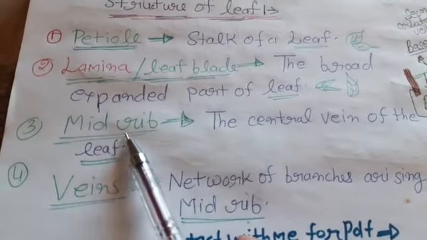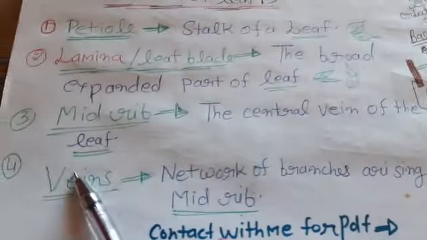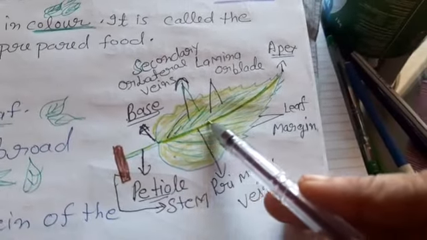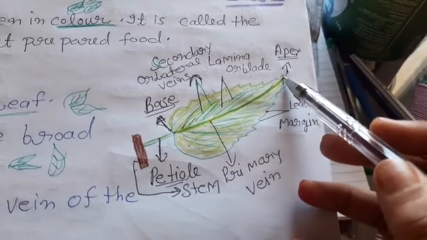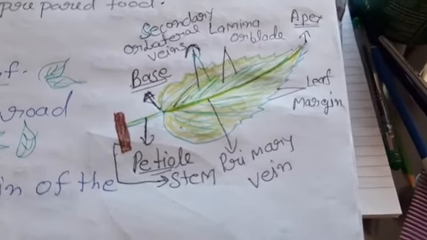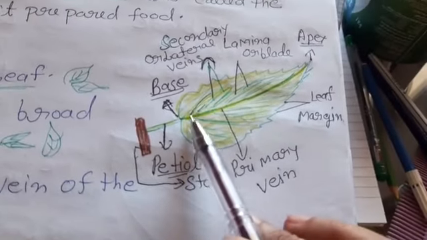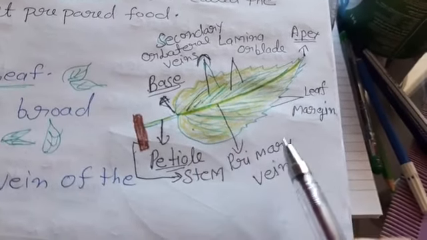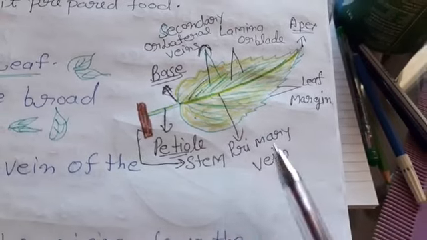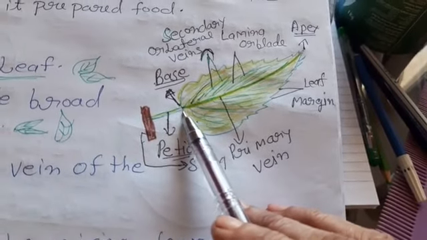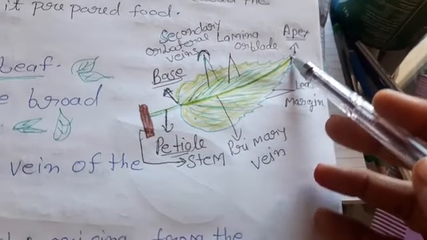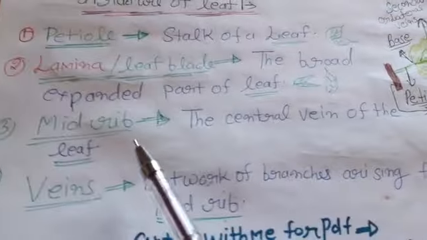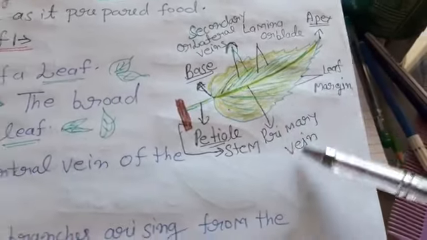Next, the midrib, the central vein of the leaf. This central vein comes from the base of the leaf and is also called the primary vein. It comes from the leaf base and reaches the apex of the leaf, this portion. So the midrib, the central vein of the leaf, is also called the primary vein.